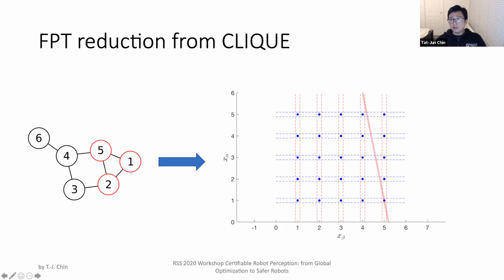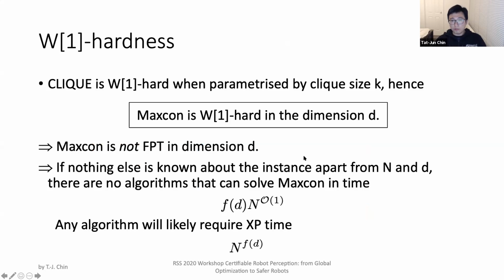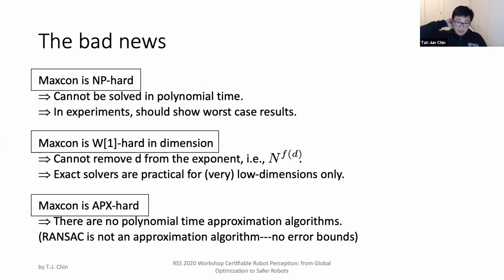Unfortunately, I'm not going to go through the detail here. It's quite involved. You can show, via an FPT reduction from the clique problem to the consensus maximization problem, that it's just not possible. And we say that MaxCon is W1 hard in the dimension d, which means that for any global solution, even if d is a parameter that you can fix, d must be in the exponent of the runtime of the algorithm. And this is the W1 hardness result. So this is the start of the bad news.